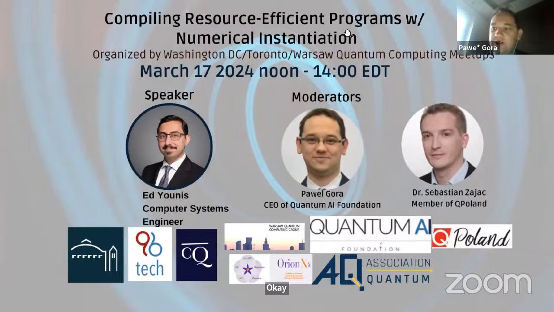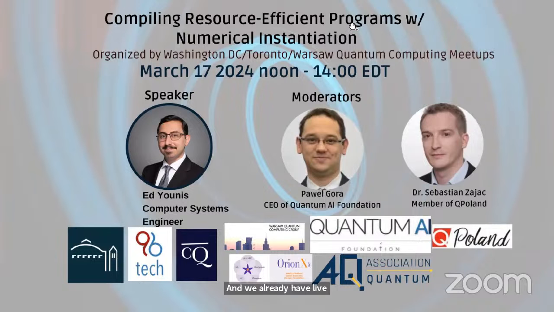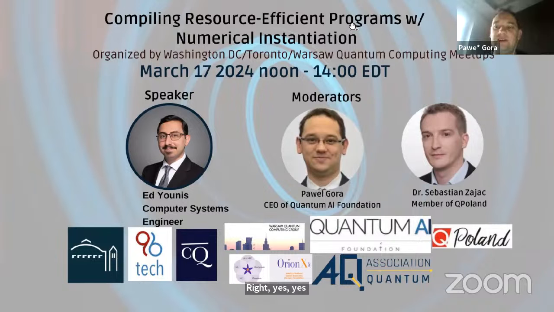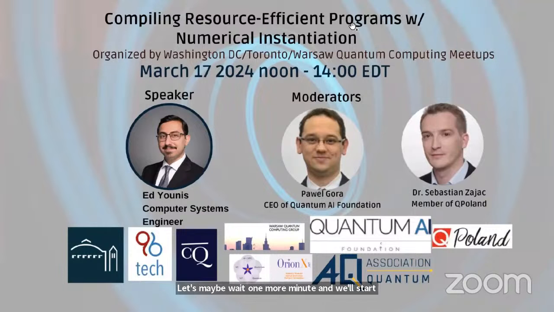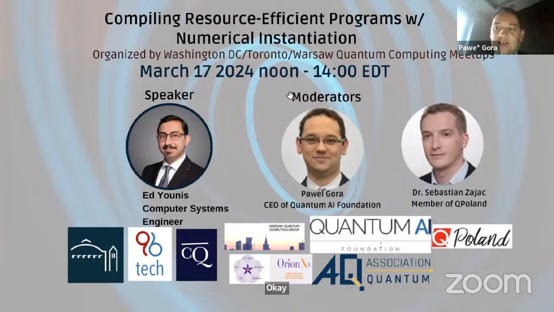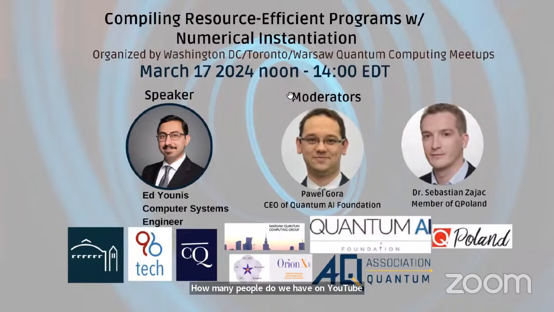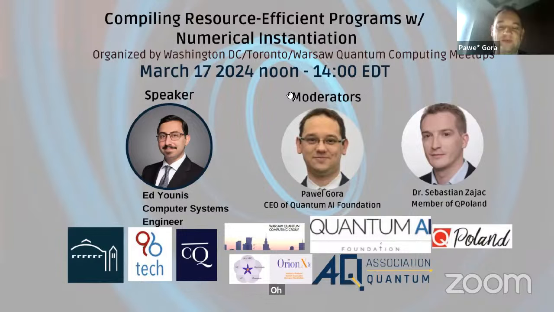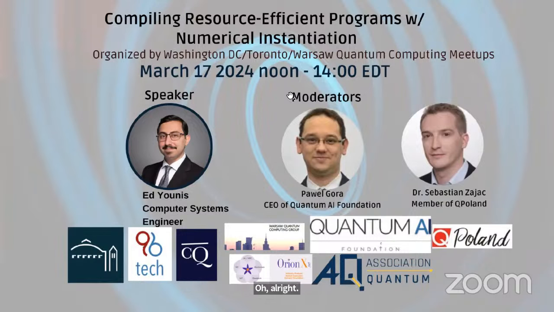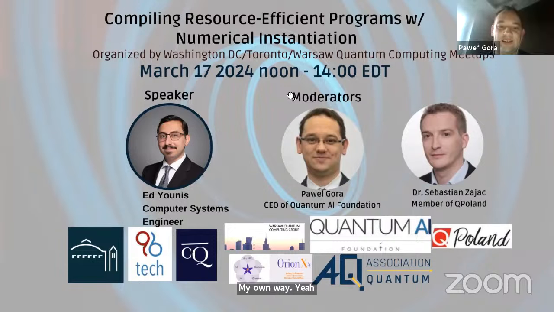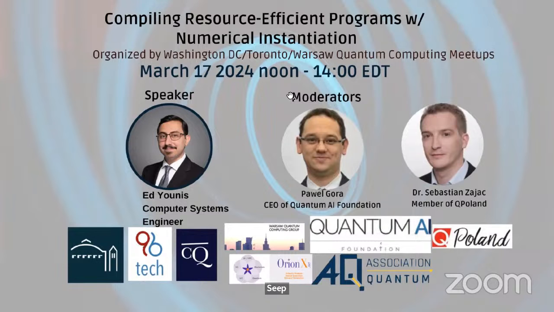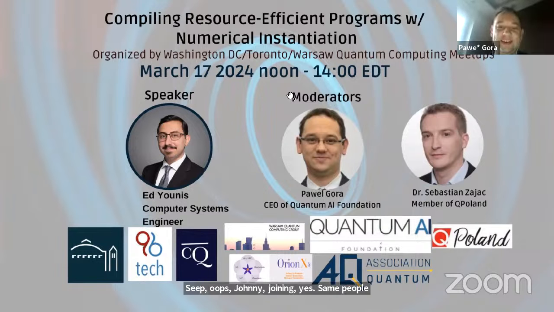Helen, do we already have live streaming on YouTube or not yet? Right, yes, we're live streaming. Okay, perfect. Let's maybe wait one more minute and we'll start. People start joining at this moment. How many people do we have on YouTube? Do you know, Helen? So far, just 2 people on YouTube, but we have 19 people on Zoom for now, and one more, 20. People start joining. Yes, 3 people watching on YouTube. Okay, good.